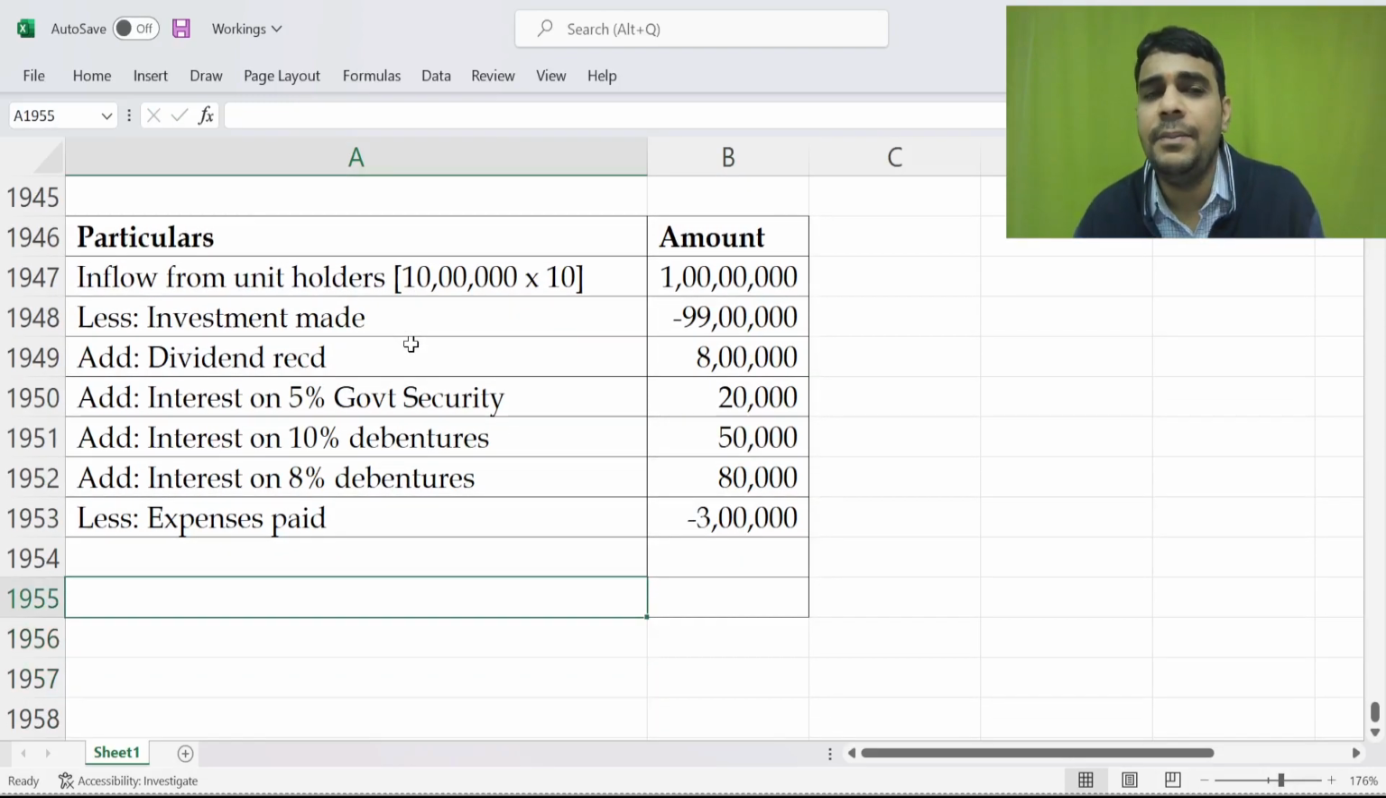Apart from that, interim dividend may come in, but I'm assuming that it's yet to be received, so I'll show it as dividends receivable.